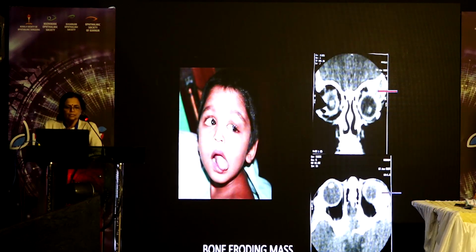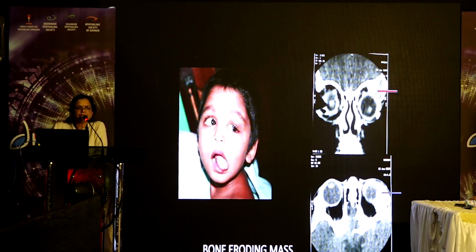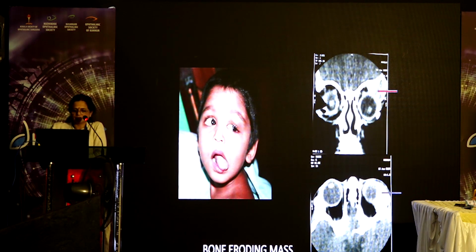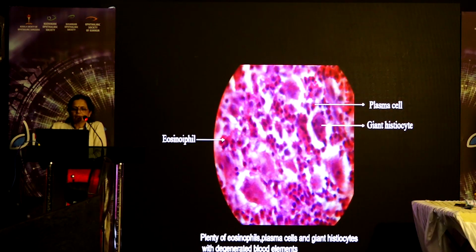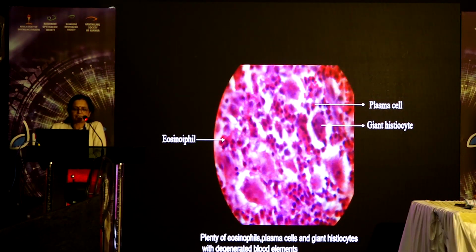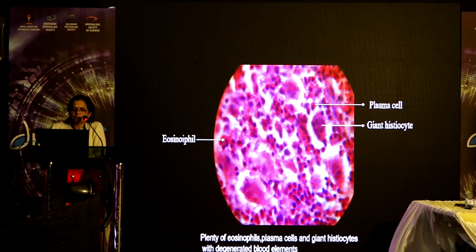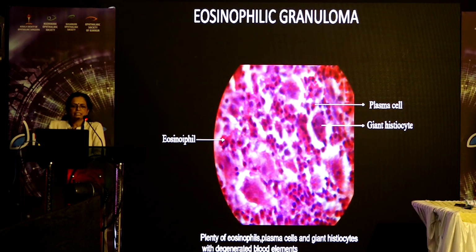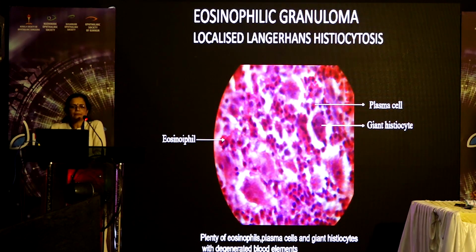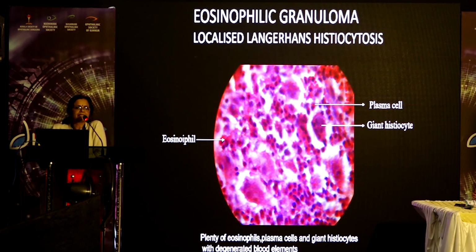Xantho means yellow. A bone eroding mass in a child, you would have seen Dr. Santosh's slides. There were plenty of eosinophils, plasma cells, degenerated blood elements, and giant histiocytes. Eosinophilic granuloma, which is a localized form of Langerhans cell histiocytosis.